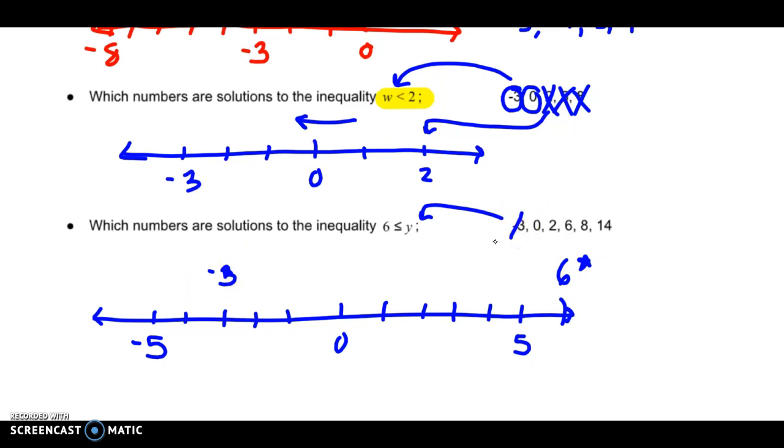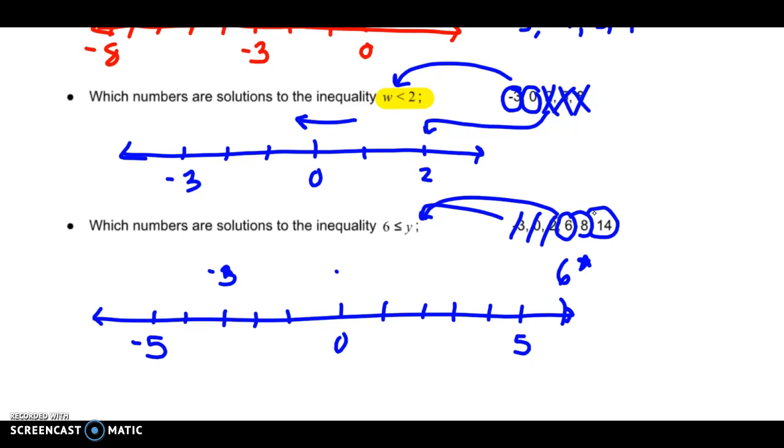That's not true. 0, is 6 less than or equal to 0? 6 is not less than 0, so that is not true. If we plug in 2, it'll read 6 is less than or equal to 2. That is not true. But when we plug in 6, it'll read 6 is less than or equal to 6. Because of that or equal to piece, that would be true. 6 is less than or equal to 8. 6 is less than 14. So those three numbers at the end are possible solutions, and any other number as you get bigger than 6.